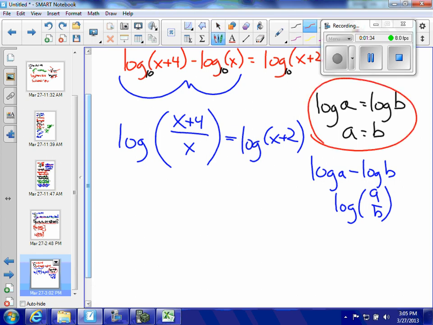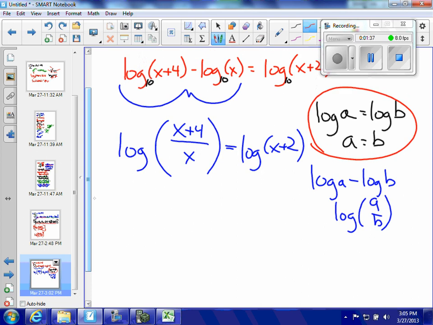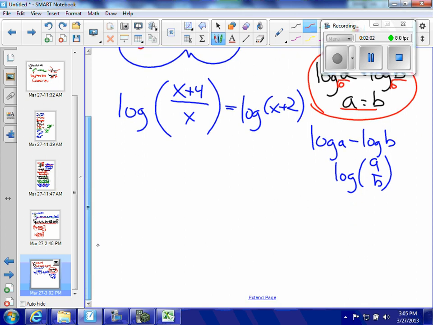this property. Just remember, what this is telling me is that a logarithm is an exponent. And this is telling me that whatever the exponent is on 10 that will give me the answer A, it's the same exponent on 10 that's going to give me the answer B. So A and B have to be equal. So now I have this is going to be equal to that. So I have x plus 4 over x is equal to x plus 2.